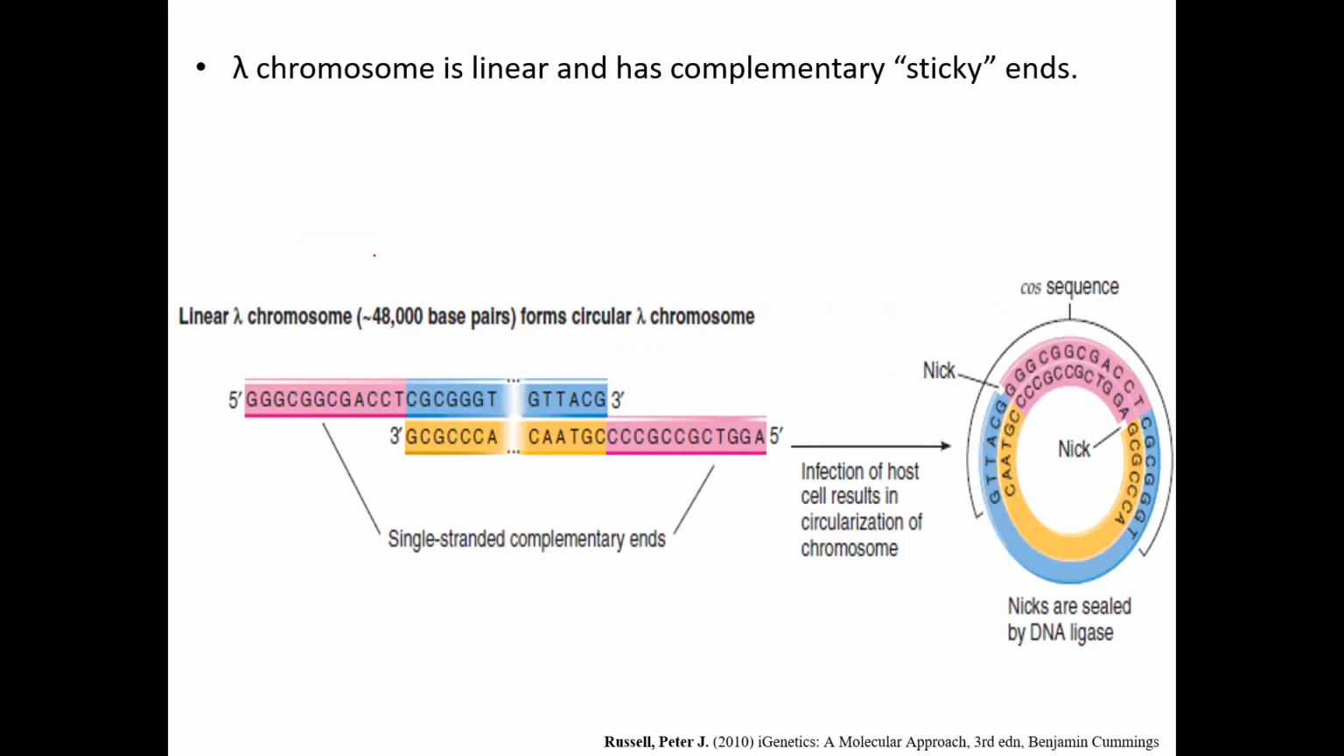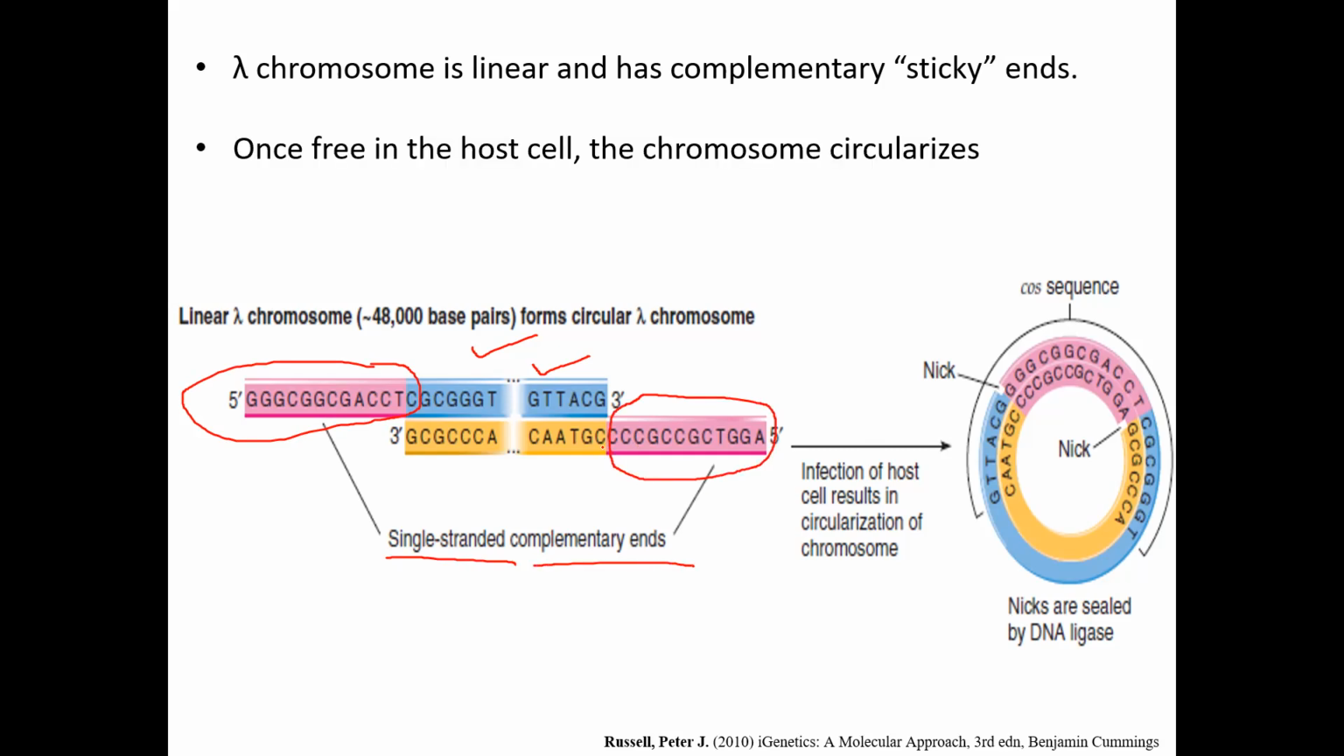Now, what is the genetic material of lambda phage? The genetic material of lambda phage is linear double-stranded DNA with 12 nucleotide long sticky ends. Inside the phage, the genome is linear double-stranded DNA with 12 nucleotide long sticky ends which are complementary to each other. Once the lambda phage injects its DNA into the host E. coli, this linear DNA can circularize by pairing of the sticky ends. You can see the cos sequence, and the nicks are sealed by host DNA ligase.